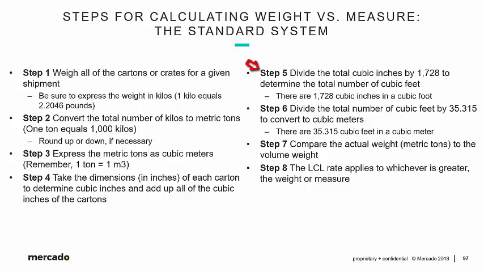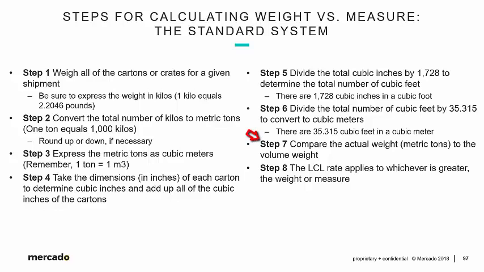Step 5. Divide the total cubic inches by 1,728 to determine the total number of cubic feet. 1728 is not a random number. It is the number of cubic inches in a cubic foot. We're getting close, but in step 6, we want to convert from the standard over to metric. So we're going to divide the total number of cubic feet by 35.315. Why that number? Because, as we see in our sub-bullet, there are 35.315 cubic feet in a cubic meter. Now we're working in cubic meters.